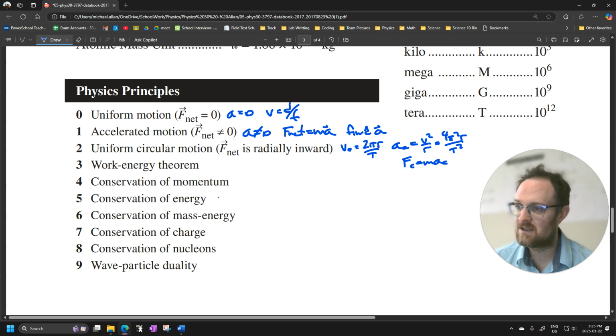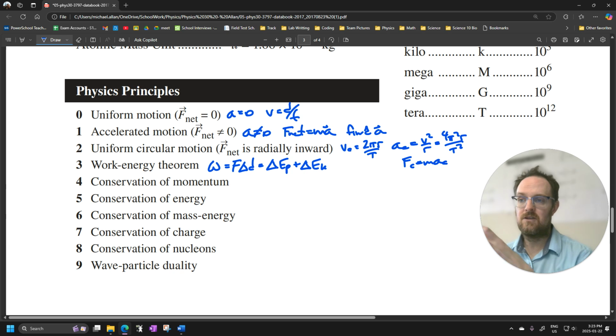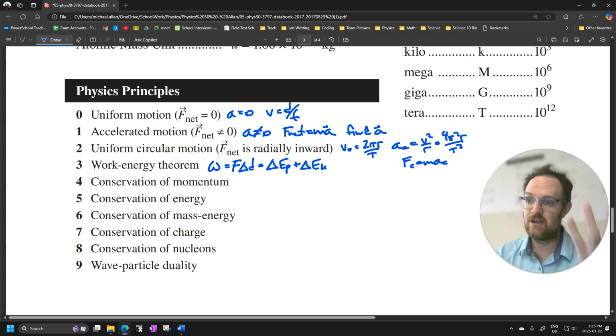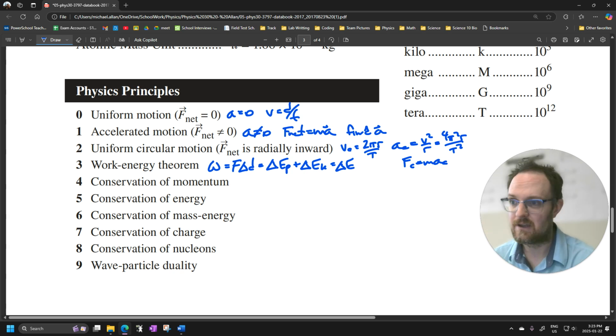Now work energy theorem, that's if you calculate work, which is equal to force times distance, which is also equal to the change of Ep plus the change of Ek, right? Because work is the change of energy. So if you calculate change of energy anywhere, the change of total mechanical energy, then you're using the work energy theorem, right?